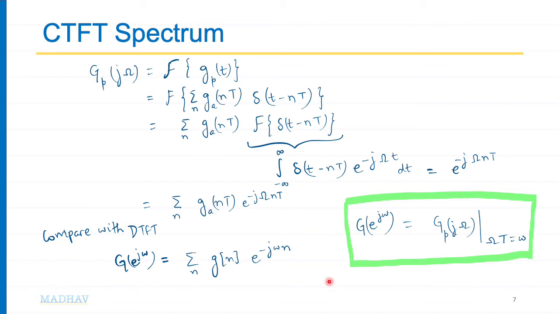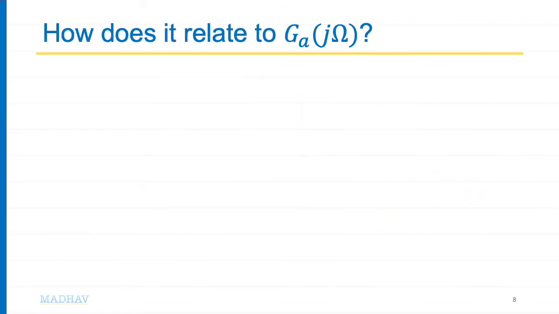So let's zoom out. What are we trying to do? We are trying to see, if I know my Ga(jΩ), what is the relationship with my G(e^jω), right? And we found a relationship between G and Gp. But let's further see how it relates to Ga(jΩ). So a little bit more work.